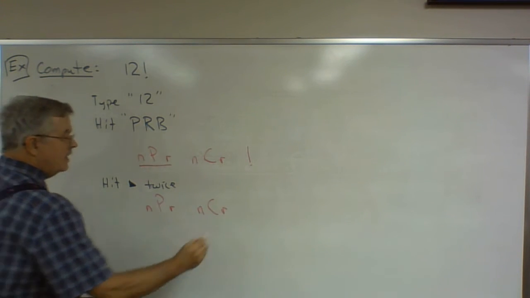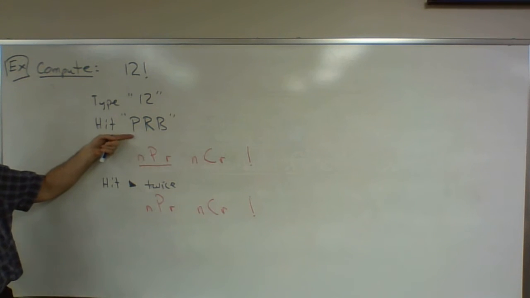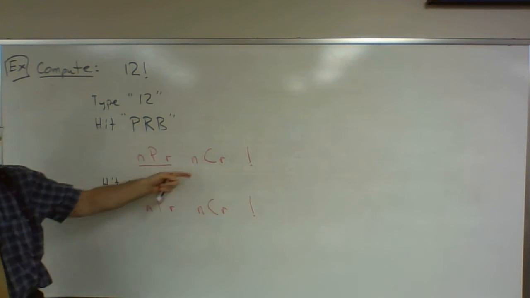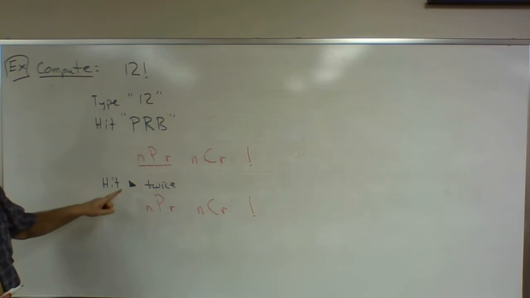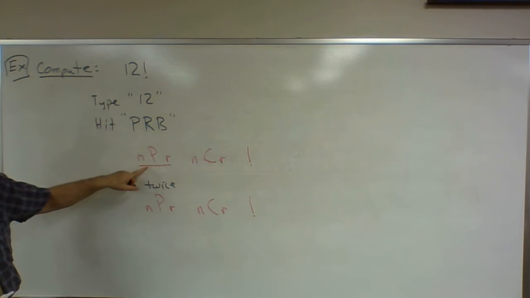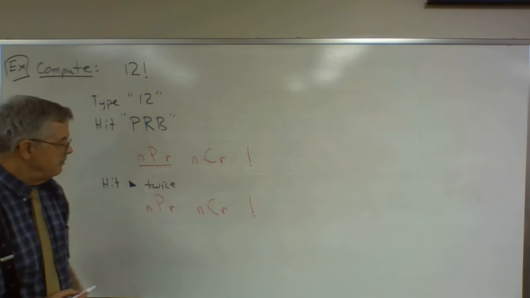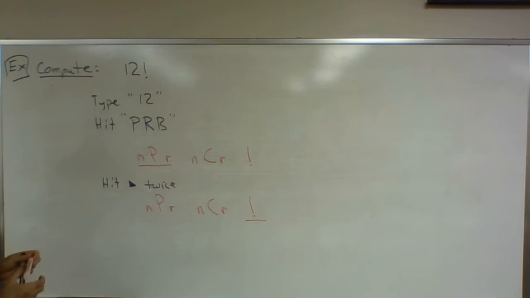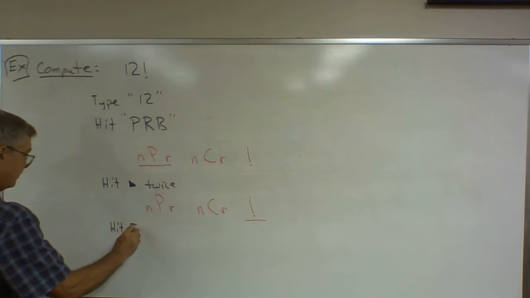When we first hit the probability key, we'll see NPR underlined. We'll also see NCR and the factorial symbol. We hit the right arrow key twice. That moves the underline from here to here to here. So the factorial will be underlined, and that's exactly what we want. And so we'll hit the enter key.